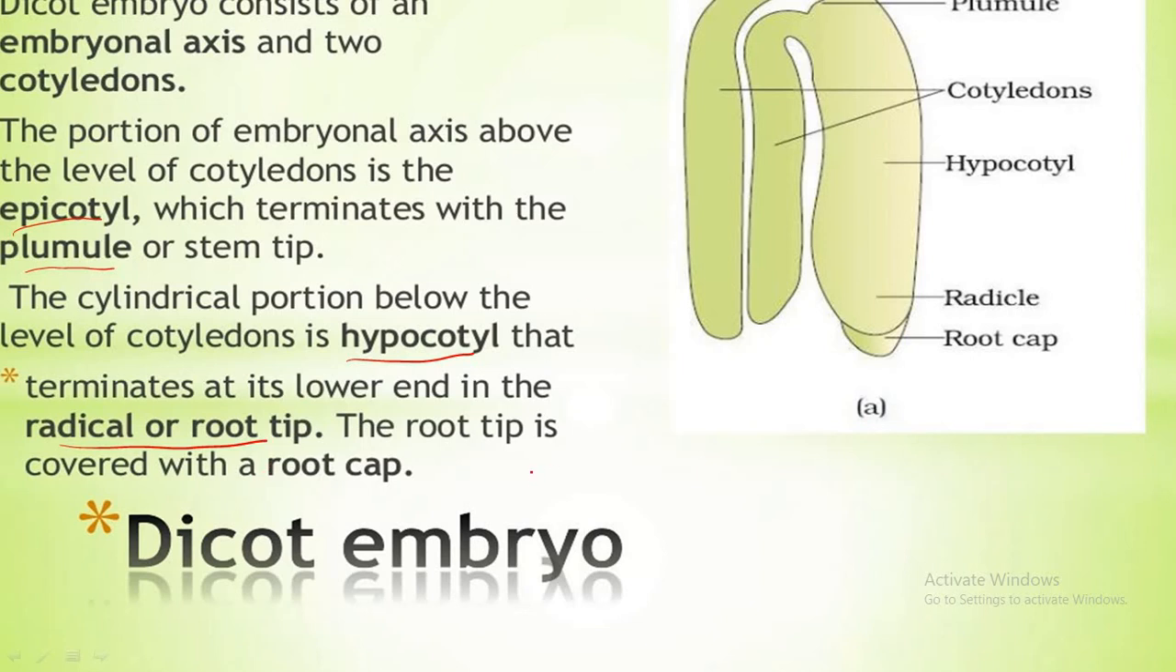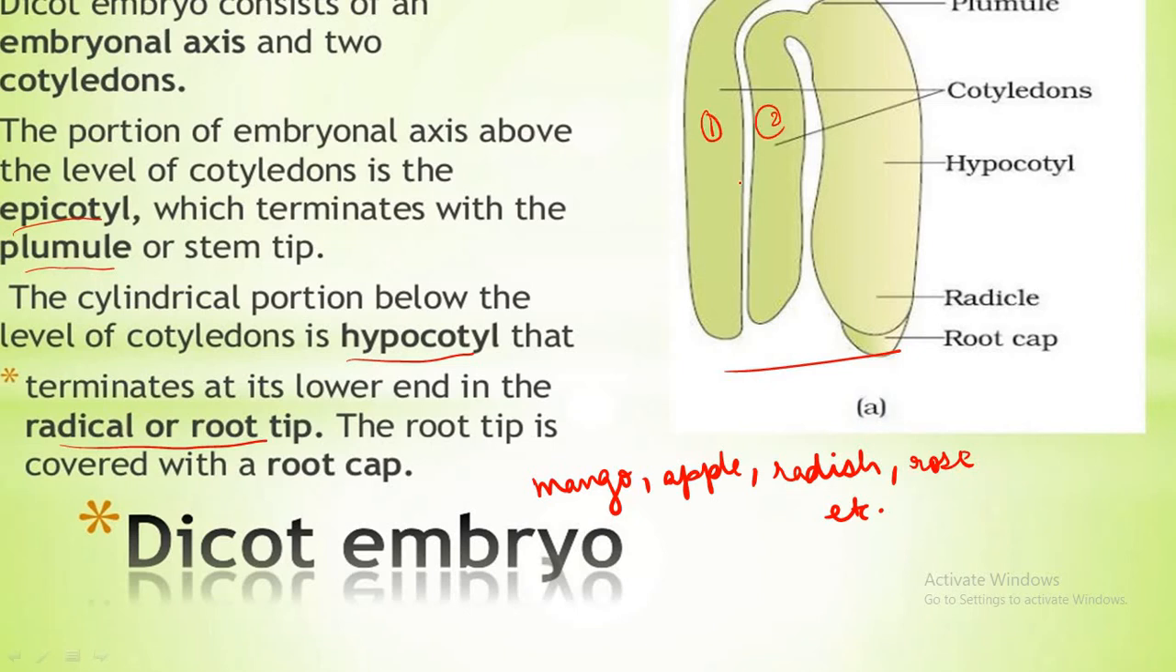Examples are mango, apple, radish, rose, etc. Here you can see the structure of a dicotyledonous embryo, wherein you will find 2 cotyledons. This is one cotyledon, this is the second cotyledon.